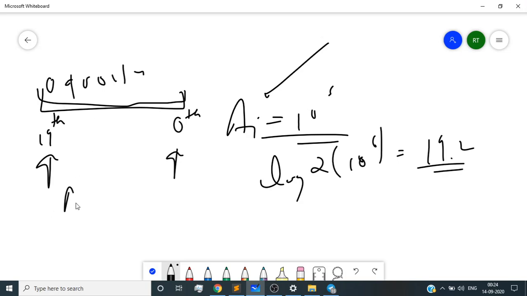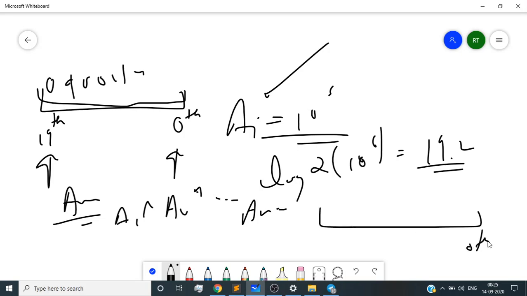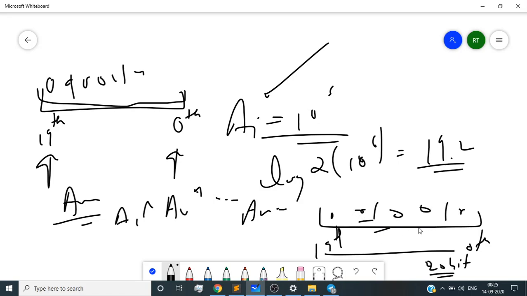So our final answer, A1 XOR A2 XOR A3 up to A of n, would also have bits 0 to 19, meaning a total of 20 bits, and some of them would be 1 and some of them would be 0. So basically what we have to do in each query is find whether a certain bit is 1 or 0. This is our task. So how are we going to do this?